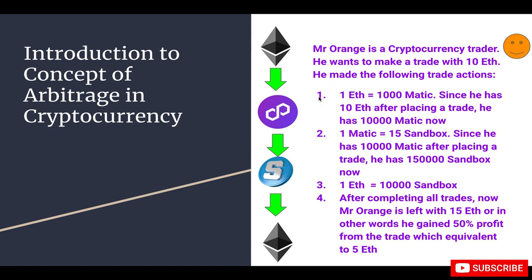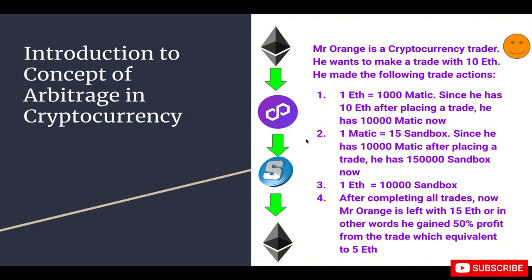So let's begin with the first trade here. Mr. Orange checked the price. 1 Ethereum is equivalent to 1000 Matic, 1000 Polygon. Since he has 10 Ethereum, after placing a trade, he has 10,000 Matic now. You just multiply 10 by 1,000, because that's the rate, right? So one Ethereum is equal to 1,000 Matic. That's the conversion rate. So you got 10,000 Matic. So after completing his first trade, now Mr. Orange has 10,000 Matic or 10,000 Polygon, right?